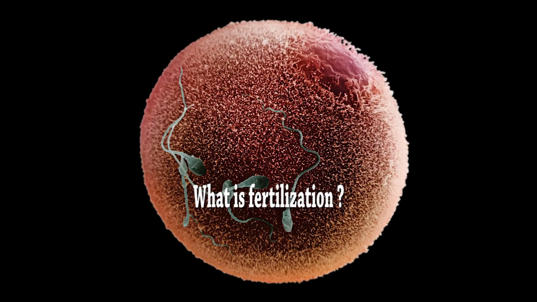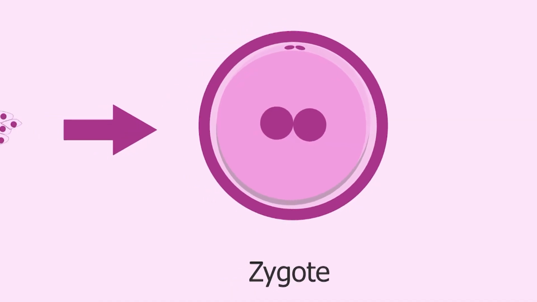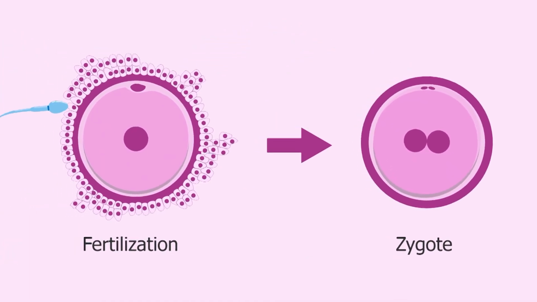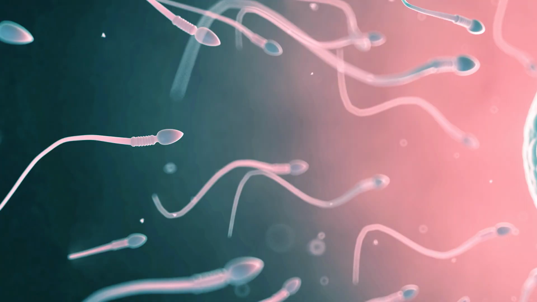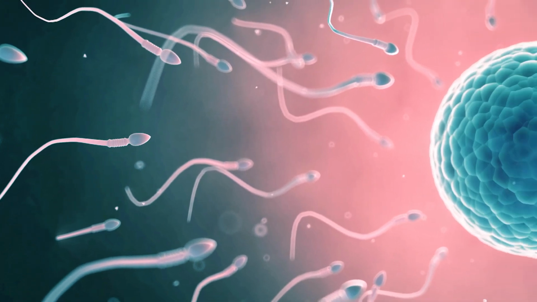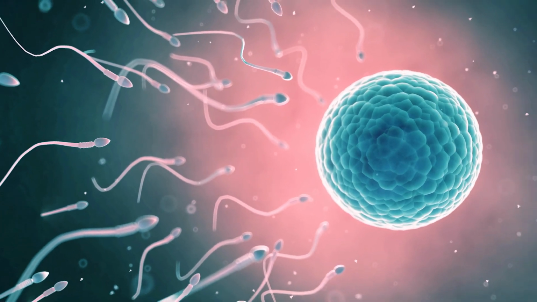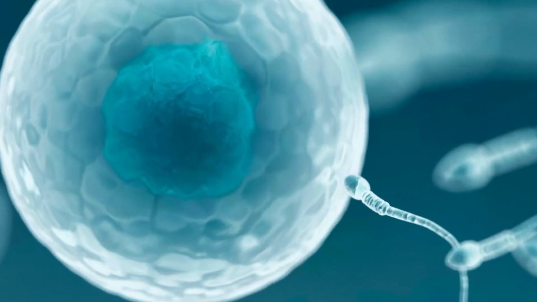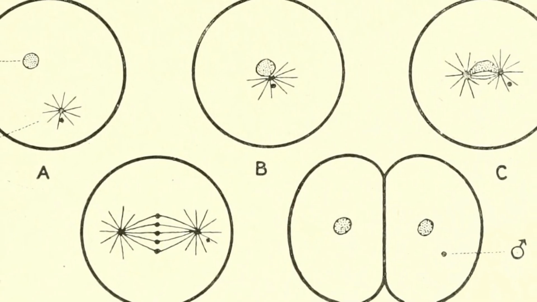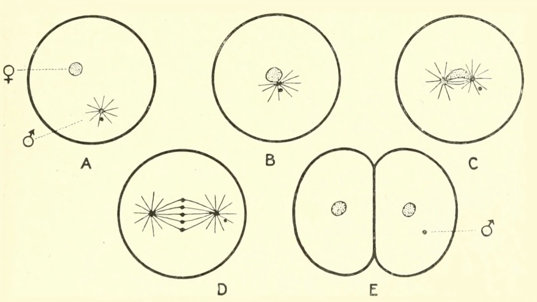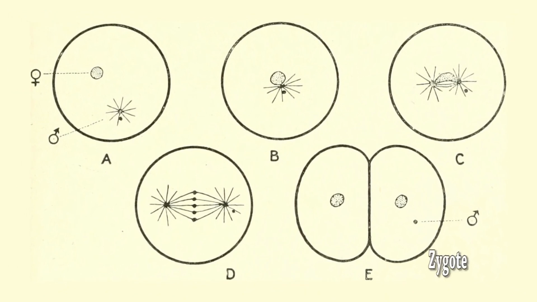What is fertilization? Fusion of a male gamete called sperm and female gamete called egg, resulting in the formation of a zygote, is called fertilization. Millions of sperm cells move to meet the ovum. Only one sperm will be able to break the membrane of the egg. Then the egg nucleus and the sperm nucleus fuse and fertilization occurs. Fertilized egg is called a zygote.